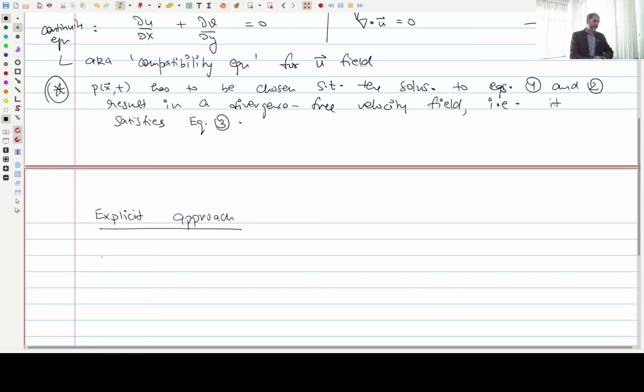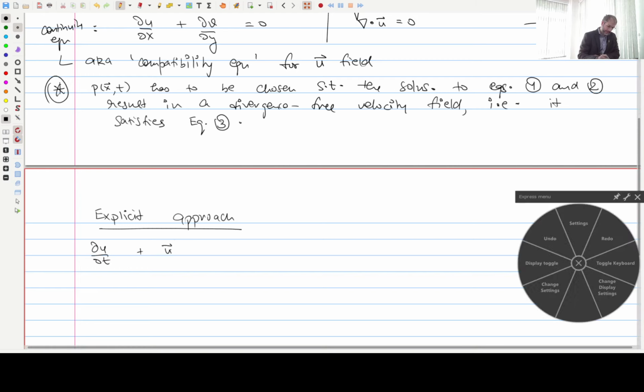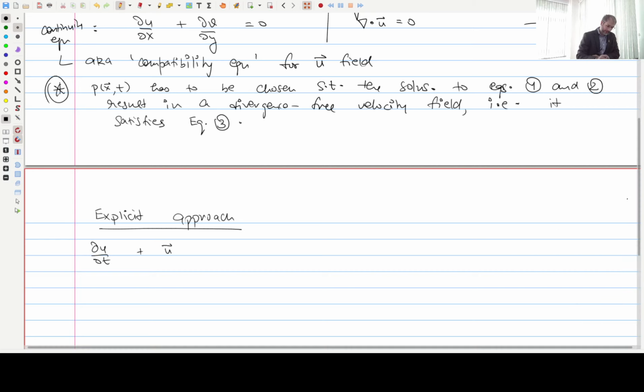Well, what is the meaning of using an explicit approach to solve the problem? So let's look at equation number 1 to start with. So we have a term del u by del t and then we have other terms which include the convection term. So this time, let me expand this.